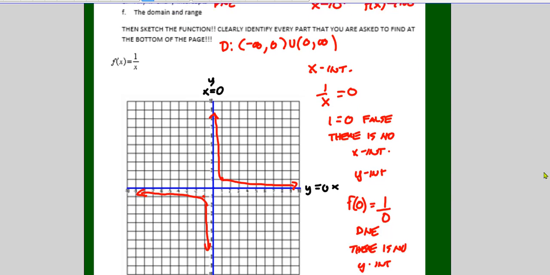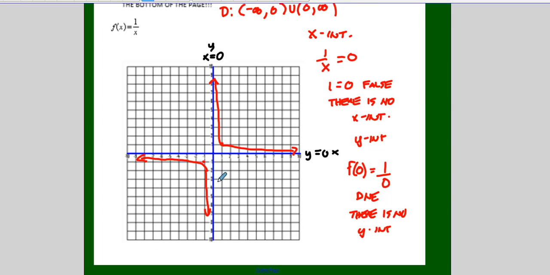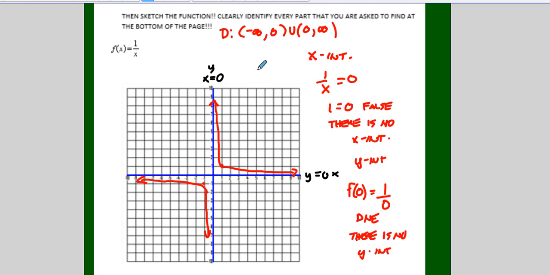The range, I start down here and go up, so it's good until here at 0 there's a break again, so the range is going to be negative infinity to 0, then immediately after 0 it starts up again, so it's going to be union 0 to positive infinity. I could put a positive there if I like. Okay, so that's an analysis with pencil and paper, so to speak, of the function f of x equals 1 over x.